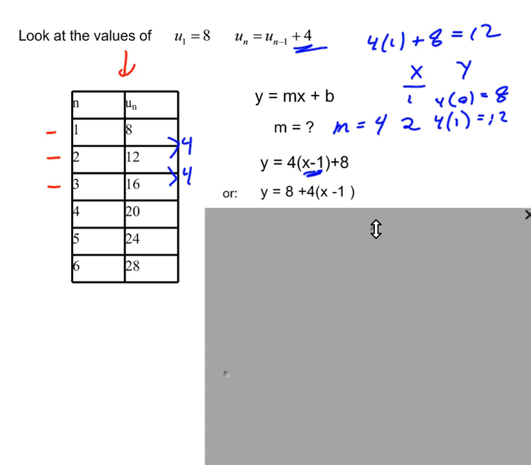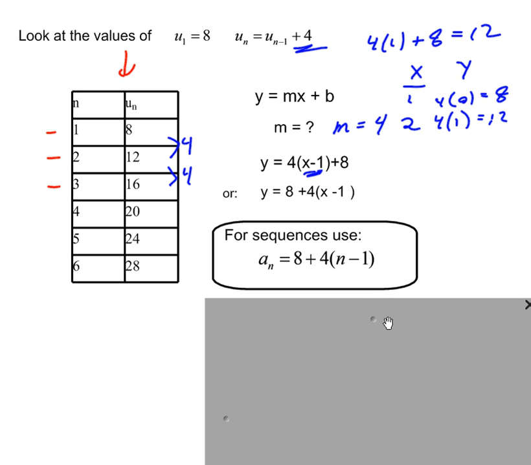What I'm going to do is turn it around a little bit, just because the way we normally write a sequence is going to look something like this. A sub n is equal to 8 plus 4 times n minus 1. So what does it mean to write a sequence explicitly? It means that you give me any value for n, and I will find u sub 10, or in this case, a sub 10, directly.